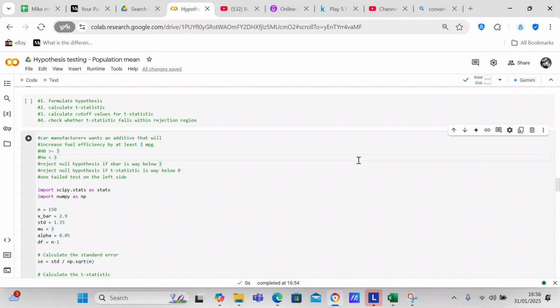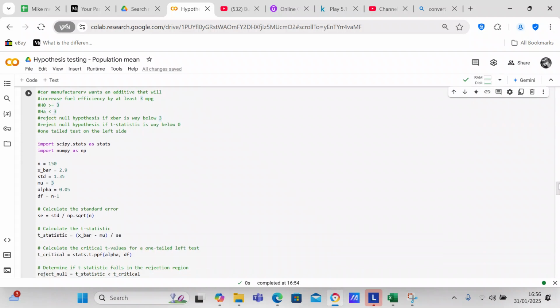So we have 4 steps that we have to take to carry out this hypothesis test. Number 1, formulate your hypothesis, being a null hypothesis and an alternate hypothesis. Then calculate your t-statistic, calculate cutoff values for the t-statistic, and check whether the t-statistic falls within the rejection range.